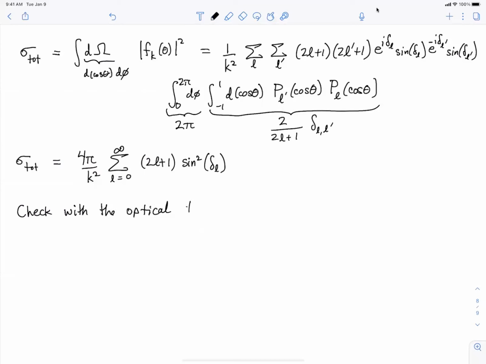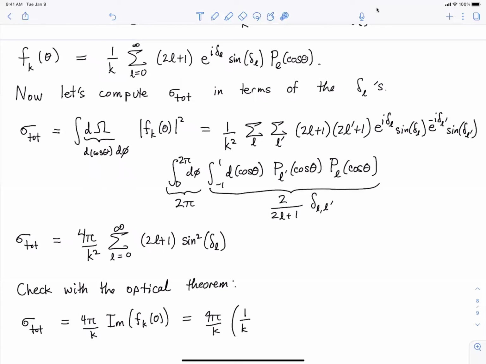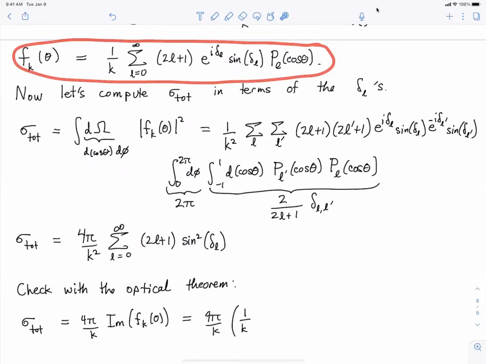To make sure that we didn't make any mistakes, the optical theorem is telling us that we could have computed it like this: 4 pi over k, imaginary part of f_k at 0. So let's just plug in what that is. That was 1 over k. We're going back to this expression up here, and just plugging that in.